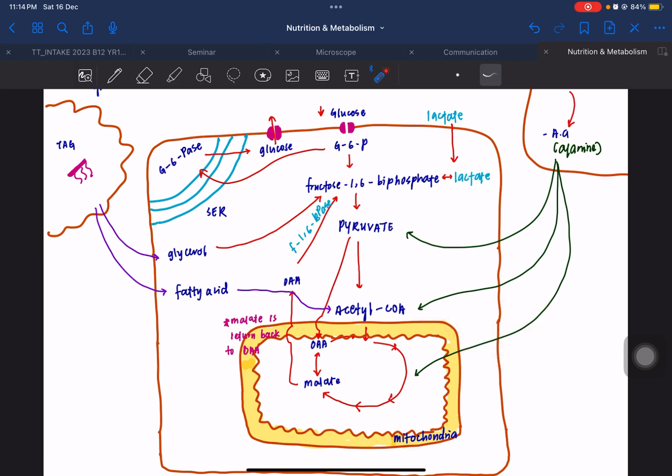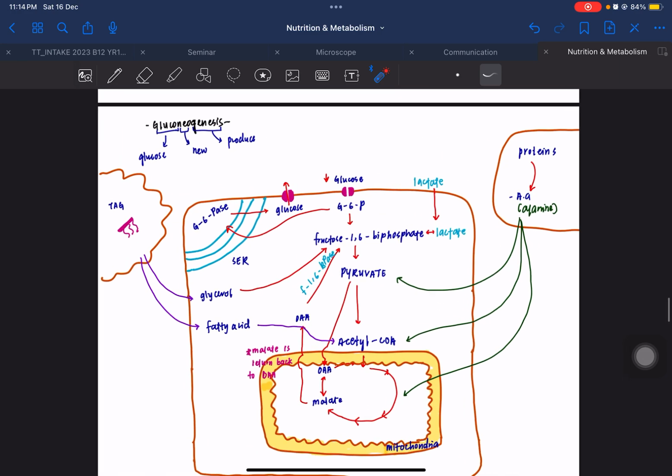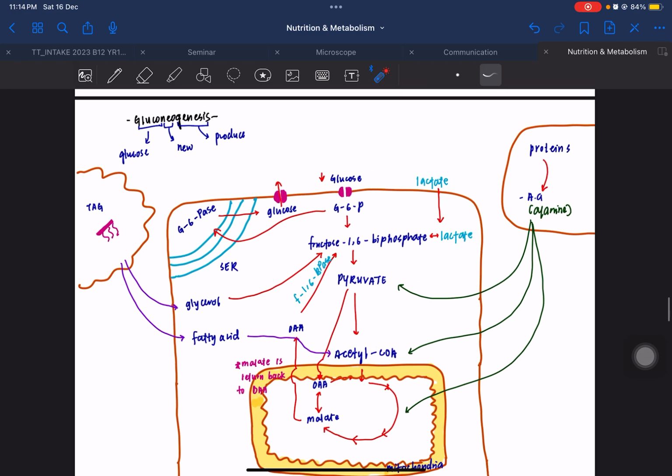But this is the basic things about the gluconeogenesis. Okay, thank you.